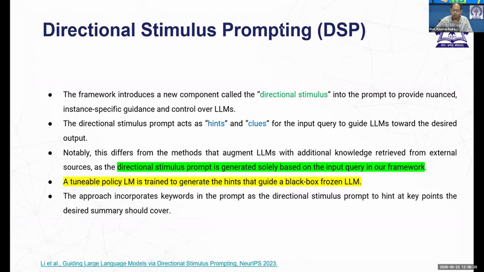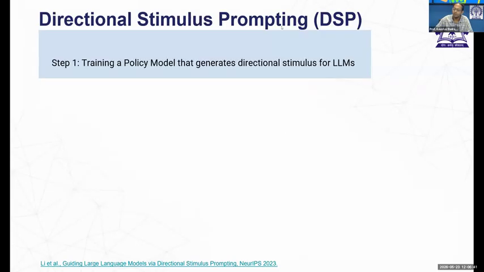And how can I generate this directional stimulus? A tunable policy LLM is trained to generate the hints that guide a black box frozen LLM. Okay. So this approach incorporates keywords in the prompt as the directional stimulus prompt to hint the key points. So let's see, how can I do that? What is step 1 here? Ultimately, we are training a policy model that can generate the directional stimulus for the LLMs. So how does that look?